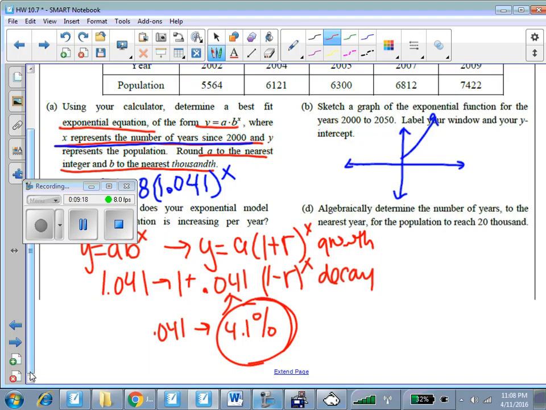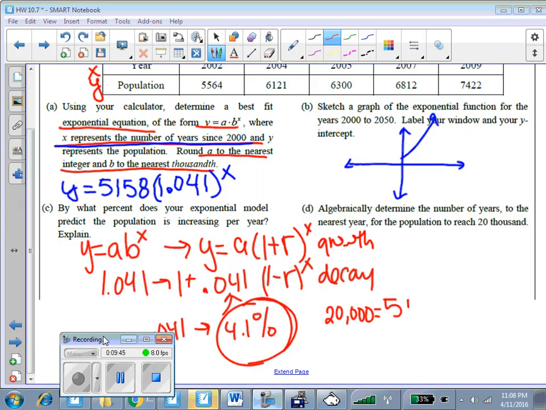Okay? The last part, D. So here's where we have to really use our prior knowledge to answer a question. It says algebraically determine the number of years to the nearest year for the population to reach 20,000. So we want the population to reach 20,000. So y represents our population, x was our years. So I need 20,000 equals my equation: 5158 times 1.041 to the x power. I'm trying to determine how many years, so I'm trying to determine x, and x is going to tell me how many years since 2000, so I can just add it on to 2000 when I get x.